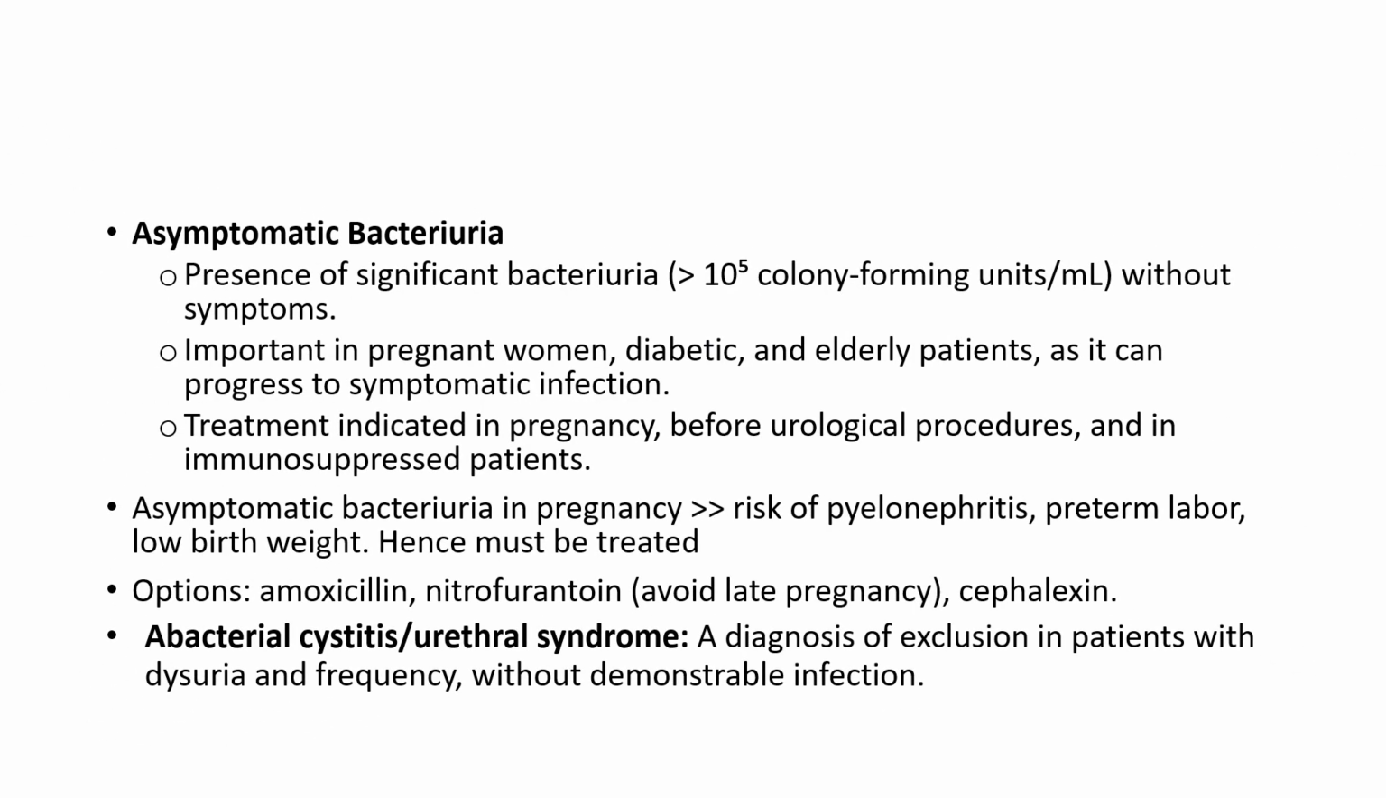Asymptomatic bacteriuria must always be treated in pregnancy. It is the presence of significant bacteriuria, that is greater than 10 to the power 5 colony forming units per ml of urine, without symptoms. Untreated, there is a high risk of pyelonephritis, preterm labor, and low birth weight. Safe options include amoxicillin, nitrofurantoin, or cephalexin. In non-pregnant women, treatment isn't always needed unless risk factors are present.